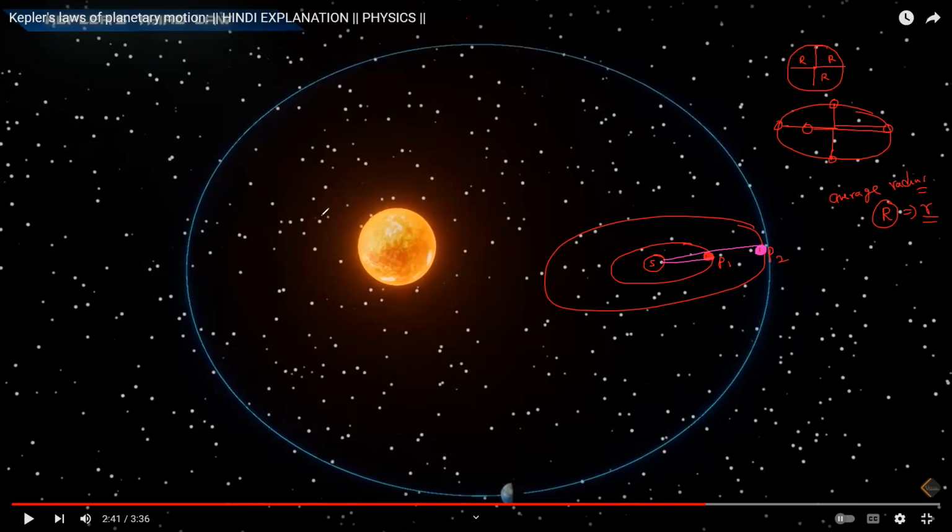As the distance increases, the force of attraction changes. For example, is the sun's gravity on Mars and on Pluto the same? Is the sun's gravity on Earth and on Jupiter the same? No, sir. So definitely the time period will vary. Am I right or wrong?